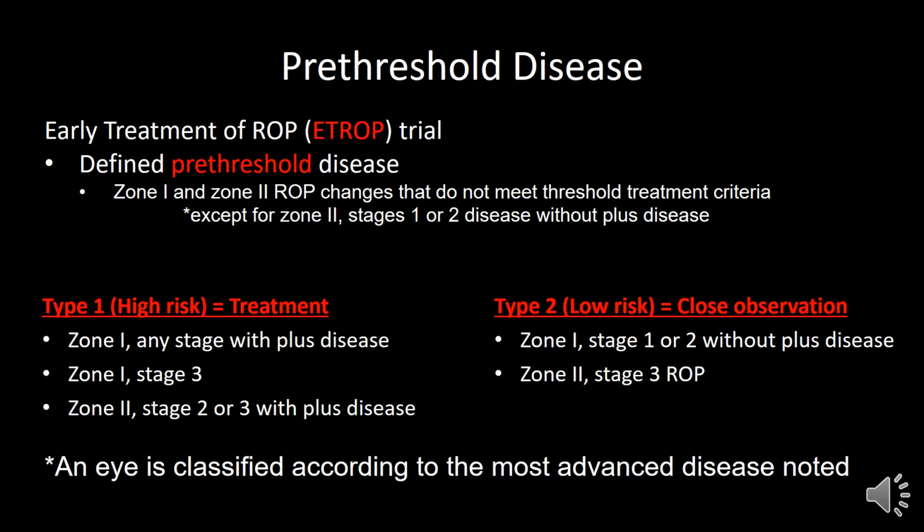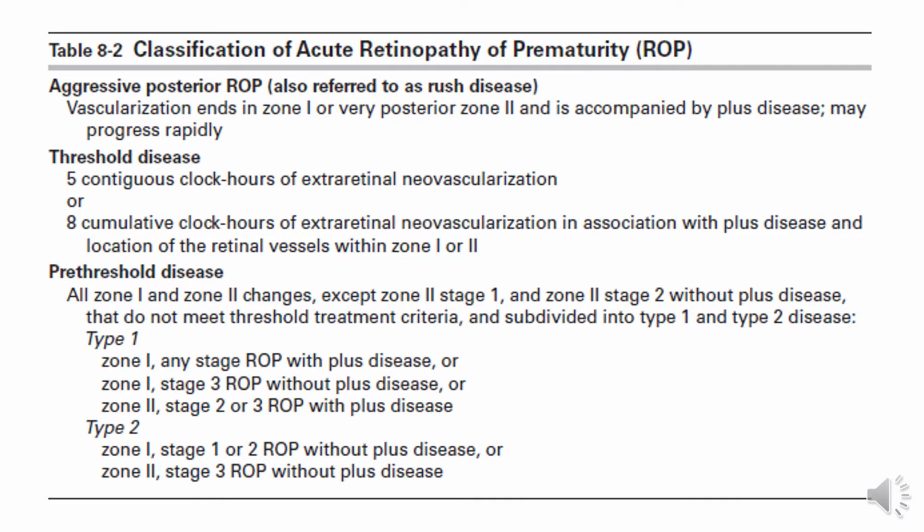Of note, an eye is classified according to the most advanced disease noted. However, documentation should reflect all zones, stages, and extent of disease observed. Overall, eyes with ROP in zone 3 typically have a good prognosis, whereas those with more posterior disease have more non-perfused retina and thus a more worrisome prognosis. Table 8-2 here summarizes aggressive posterior ROP, threshold, and pre-threshold disease.